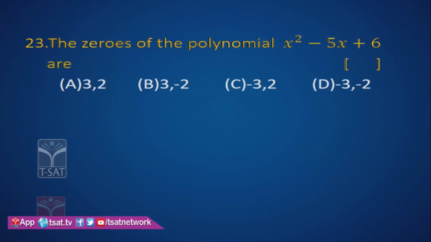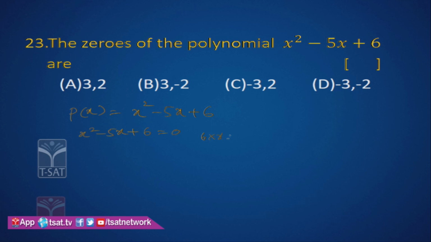Next, the zeros of the polynomial x square minus 5x plus 6 are. So P of x you take x square minus 5x plus 6. Same, from options to question or question to option. In both ways you can do. Whichever way takes less time and gives a correct answer, that method you have to select.